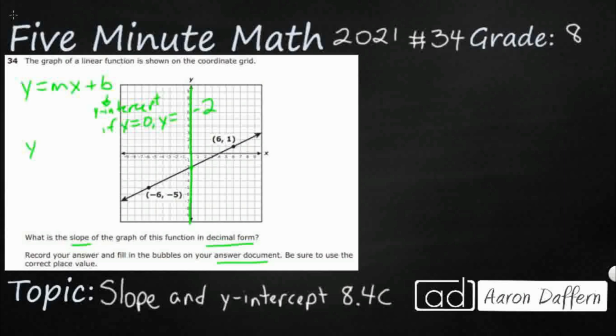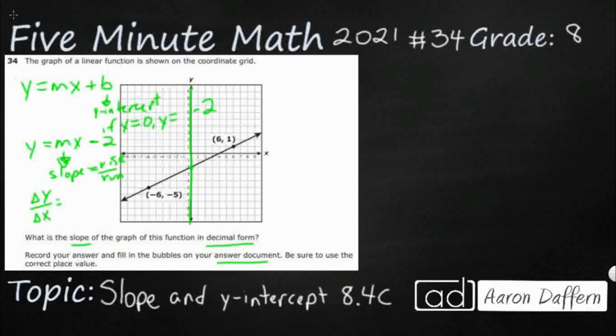If I wanted to start building this equation, I would say y equals mx, and then -2, because that's where my y-intercept is. Now, my slope, that's what we're really looking for in decimal form. So slope, remember, is rise over run. That means we're looking at the change in y, how the line rises or falls, over the change in x, how the line runs from side to side.